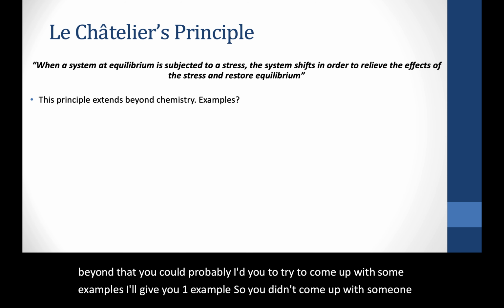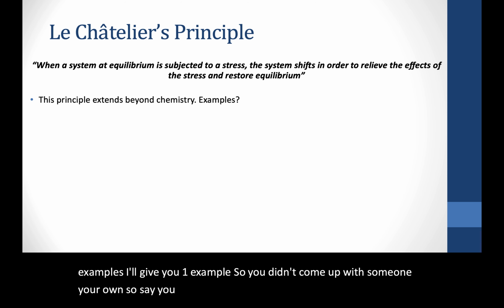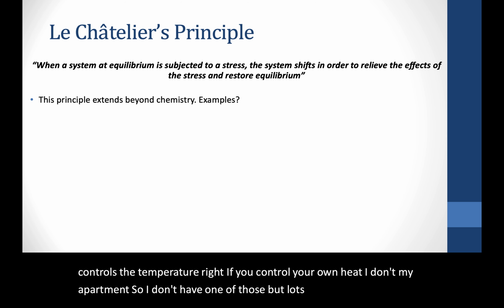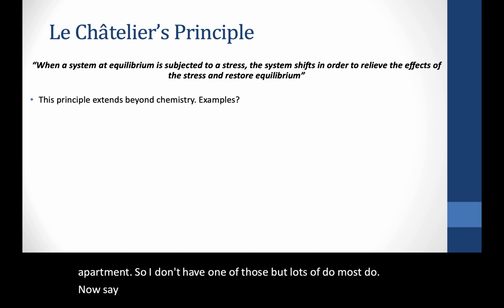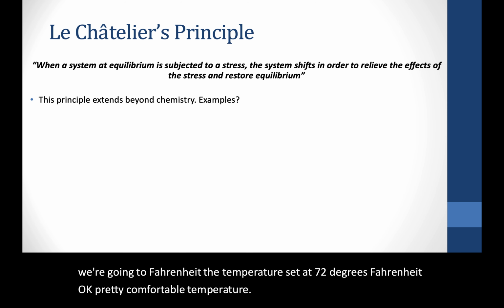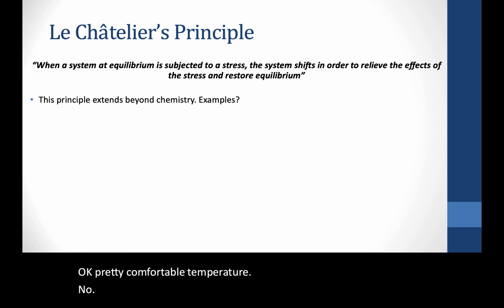So, say in your house you have a thermostat that controls the temperature, if you control your own heat. I don't in my apartment, so I don't have one of those, but lots do, most do. Now, say the temperature is set at, and we'll do Fahrenheit, the only time we're going to do Fahrenheit, 72 degrees Fahrenheit, a pretty comfortable temperature. Now, it's at equilibrium, right?